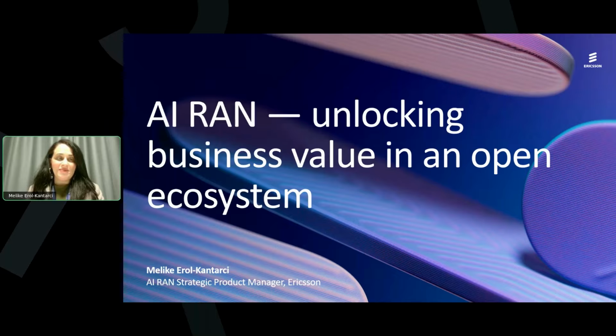My name is Mal Erol Kantarcı. I'm a strategic product manager for AI in RAN at Ericsson. In my role, I oversee our AI-powered features on 5G NR, AI strategy, and I'm also supporting our teams in the AI RAN Alliance. I wear two hats, because Fatih did a bit of an introduction. I'm also a professor at the University of Ottawa and Canada Research Chair in AI-enabled networks.